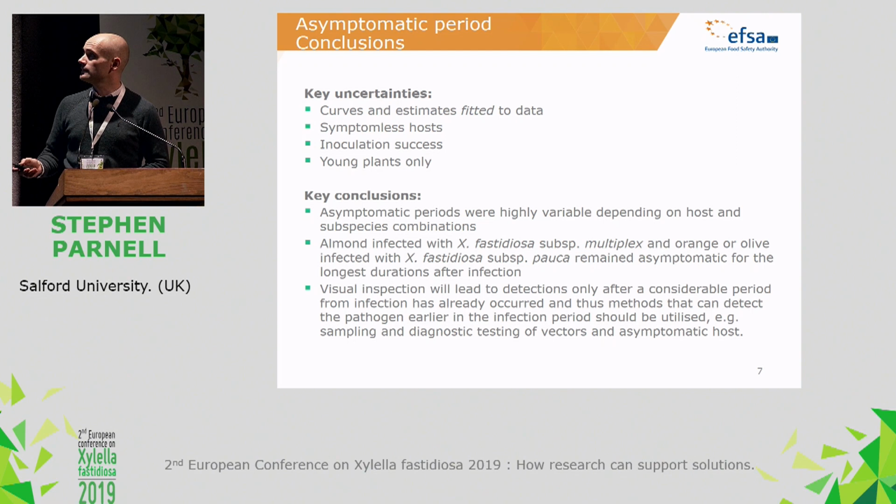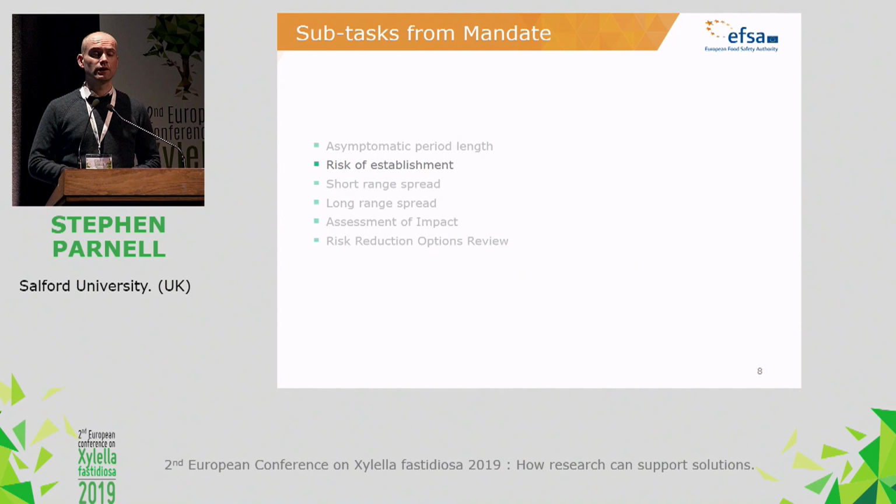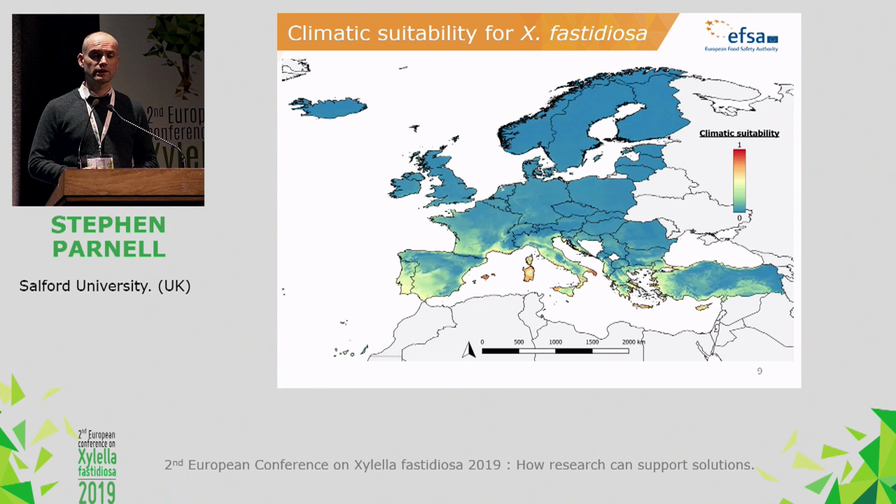And Alex Maston will talk a little bit about the consequences of this for surveillance for Xylella at 11 o'clock this morning. But it can be used to help inform surveillance strategies depending on the host and the subspecies that you're facing. So the next part of the work I want to summarize is the risk of establishment. So this was led by Juan Antonio Navas, and he showed some of this yesterday.